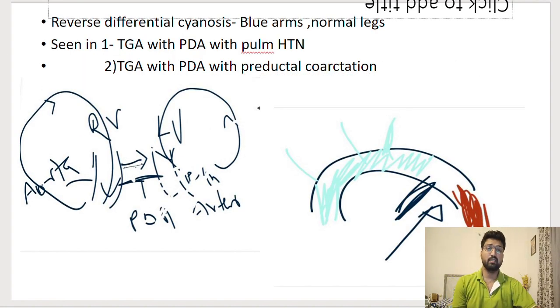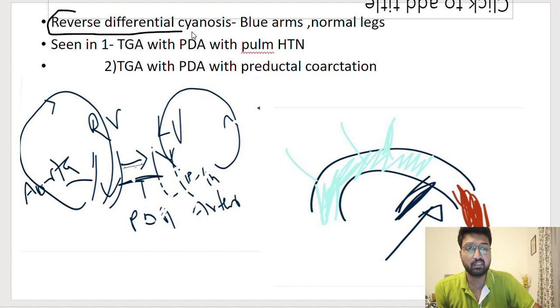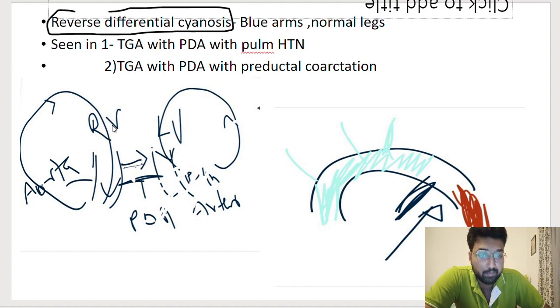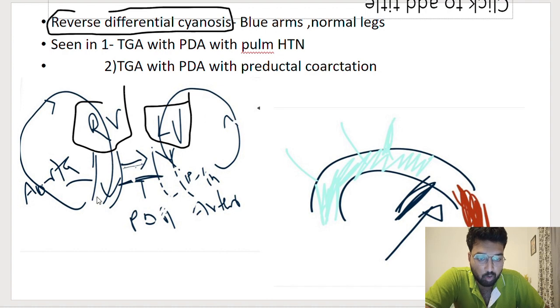Then the question can come, what is reverse differential cyanosis? Reverse differential cyanosis means the opposite: the arms are blue, the legs are normal. Where can you see this? This is seen in TGA with PDA with pulmonary hypertension, and TGA with PDA with preductal coarctation. Now let's understand, it's not very difficult to see. This is the right ventricle, this is the left ventricle. Normally there should be a pulmonary artery here, but now there is the aorta, and here is the pulmonary artery.